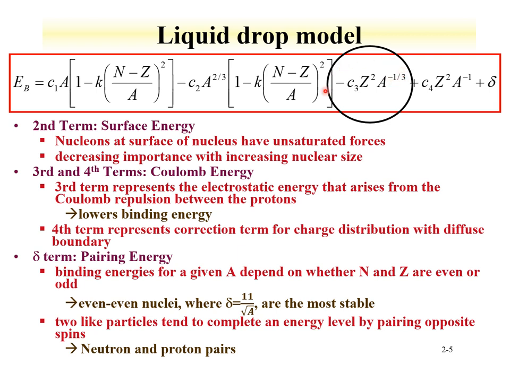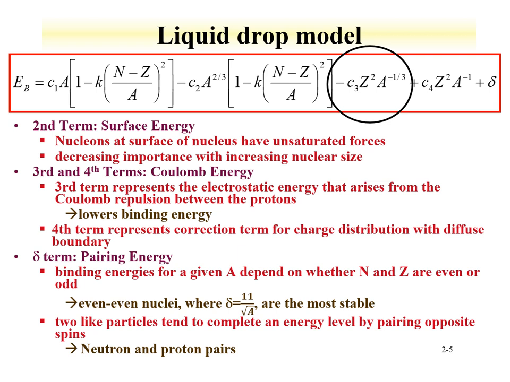The fourth term represents a correction term for charge distribution within a diffuse boundary. Okay, so now this is bringing in a recognition that the boundary of the nucleus isn't a sheer drop-off, that you get nucleon density changes close to the edge of the nucleus. And that's the fourth term that we were talking about, the Coulomb.